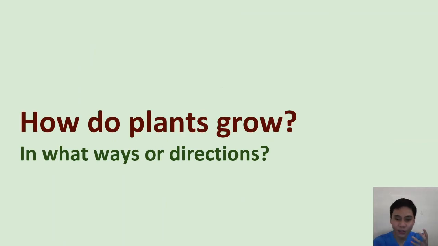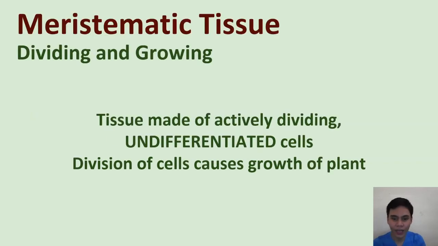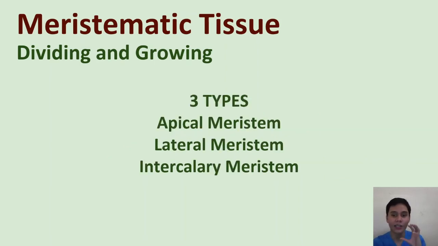So how do plants grow? We know that plants grow, especially grass, which grows very quickly. In what ways or directions can grass grow? Grass can grow due to meristematic tissue. This is basically tissue made of dividing undifferentiated cells, which means they're cells with lots of potential. The division of the cells causes the growth of the plant. There are three types of meristematic tissue: apical, lateral, and intercalary.